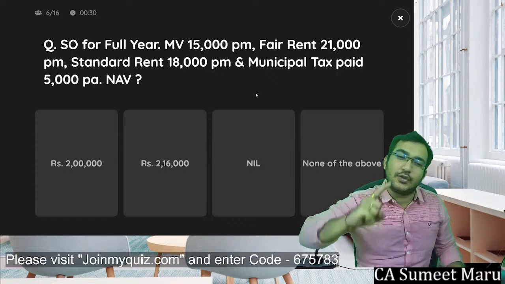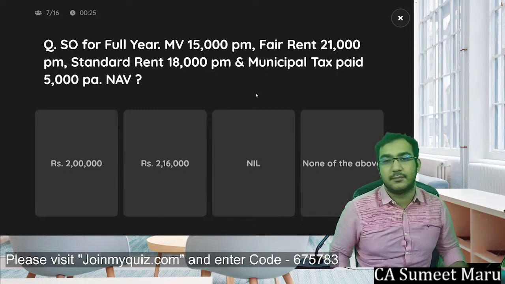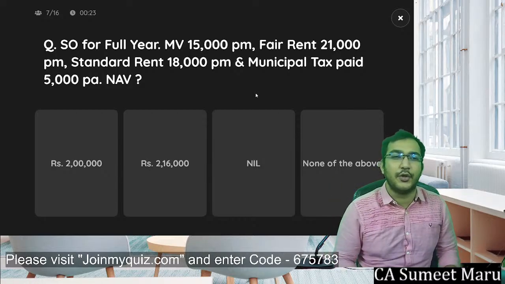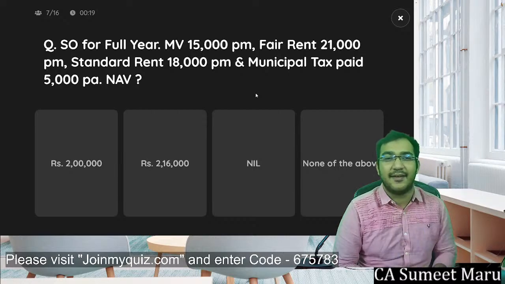Whoever gives this wrong, I will definitely call your parents and tell them to scold you. For sure your parents are going to hit you if you answer this wrong. The reason behind that would be, I, for sure.